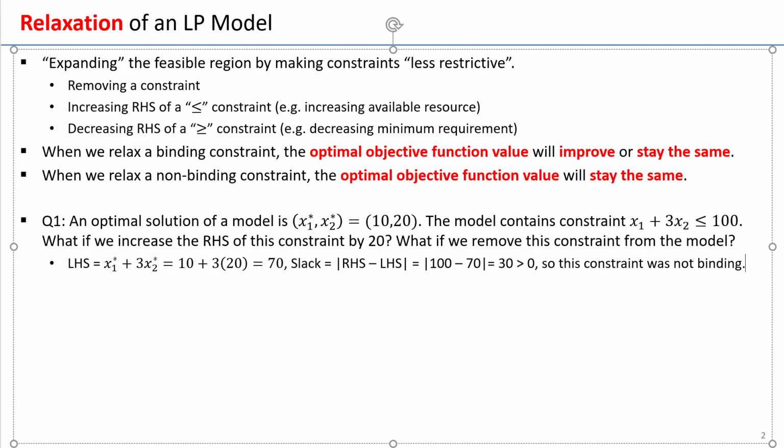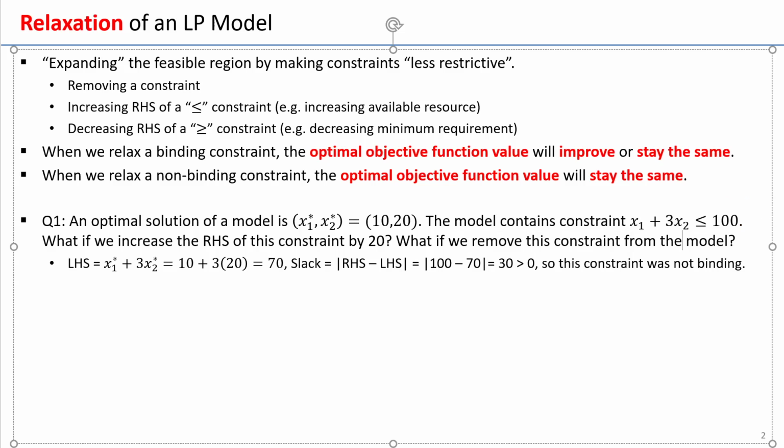So what we said is if we relax a non-binding constraint, and these are both relaxations, if we increase the right-hand side of this constraint, which is like saying, well, there is 100 units of resource, what we allow now is using even more, 120, right?